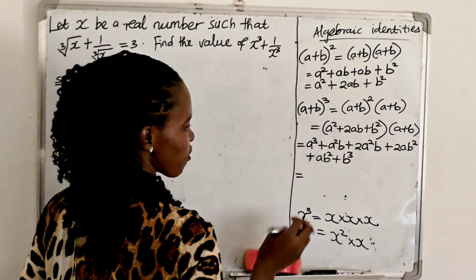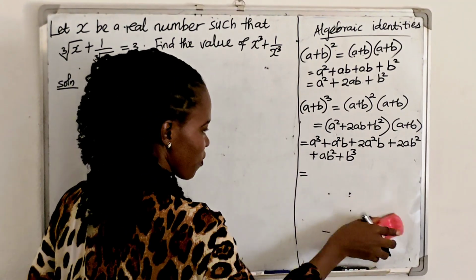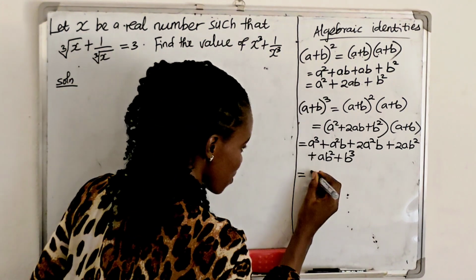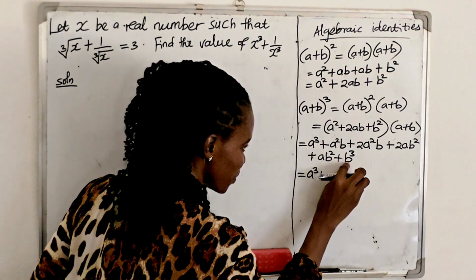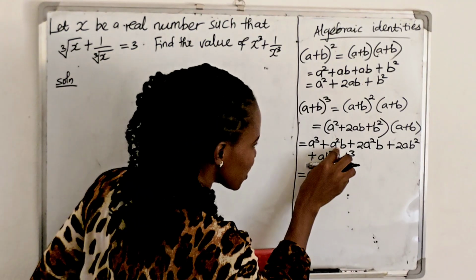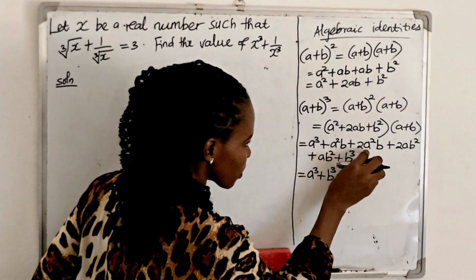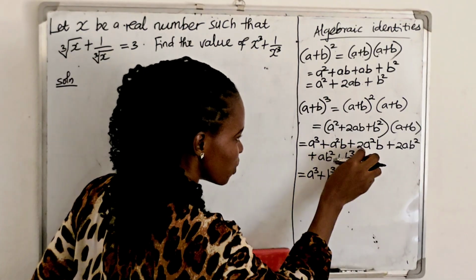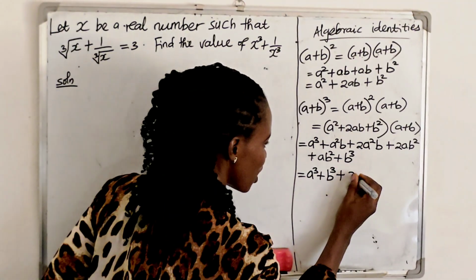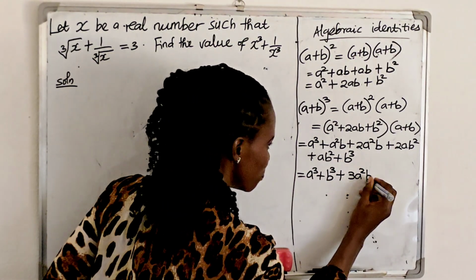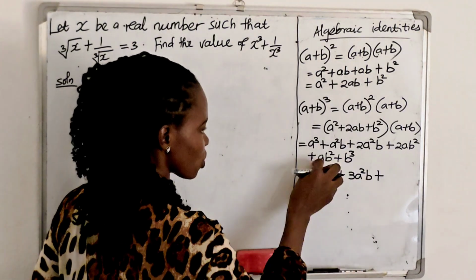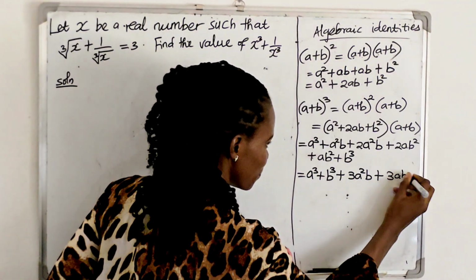So I'll now simplify further. Let me write the ones raised to the power of 3 first. So I have a raised to the power of 3 plus b raised to the power of 3. Plus, if you look now, you see this and this are the same thing: a squared b, a squared b. So this is 1a squared b plus 2a squared b. Two of them are the same. So 1 plus 2, I will have 3a squared b. Plus this one, ab squared, ab squared. So 2 plus 1 will give me 3ab squared.